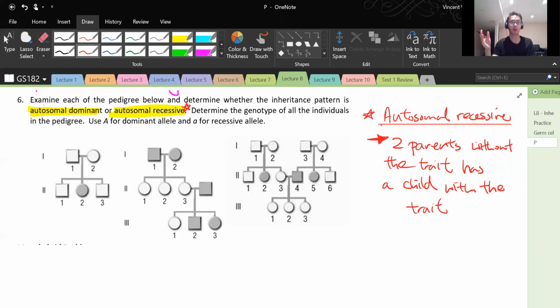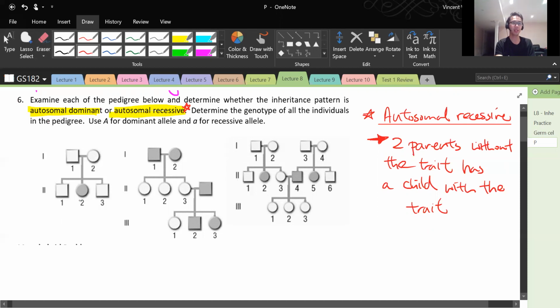For autosomal dominant, if a child has the trait, then at least one of the 2 parents must have the trait. So let's take a look here. We have a child with the trait. Being shaded in means you have the trait, and the parents don't have it, right? So that's the thing we're looking for to help us decide whether or not it is autosomal recessive. So this is definitely autosomal recessive.